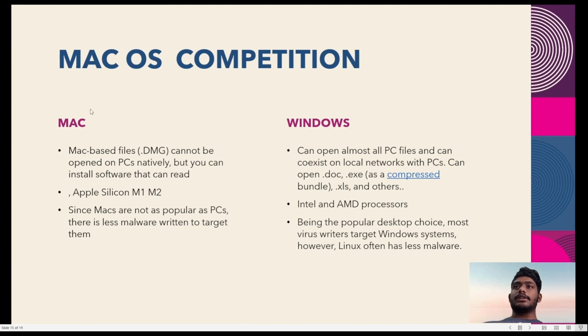Let's have a look at the head to head competition with Windows. Windows can open almost all file extensions like .exe and .xls formats, but in Mac operating systems, it cannot be done. You can only run official and optimized software. In Windows, Intel and AMD processors are used, but in Mac, Apple Silicon M1 and M2 processors are used, which is more optimized.